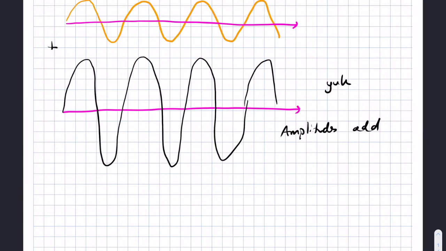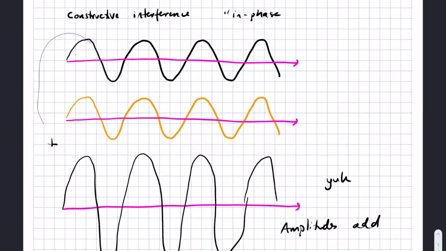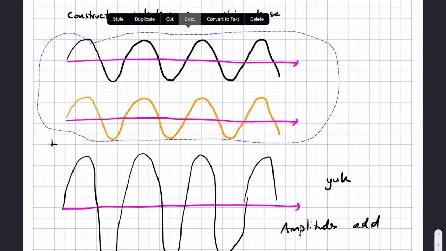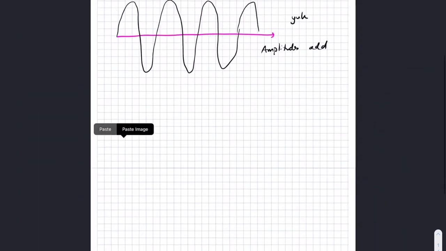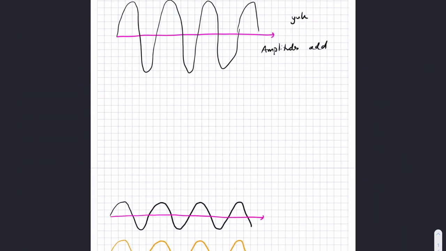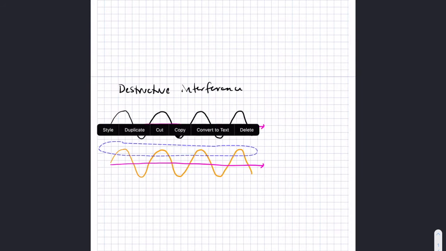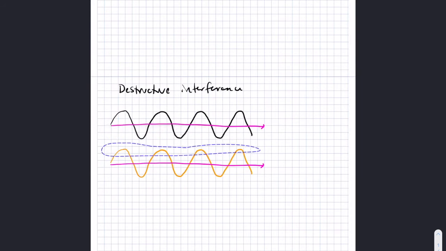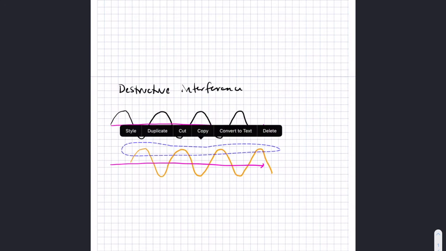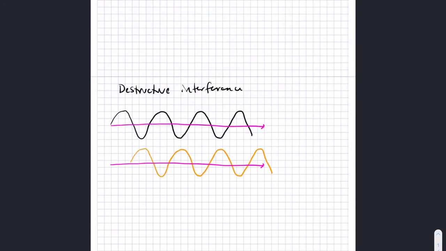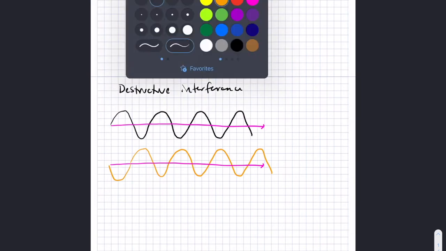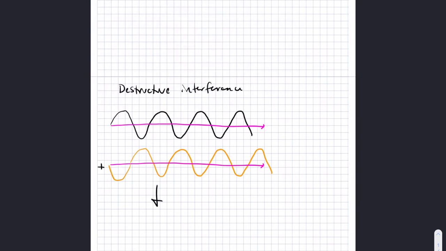Now let's do the exact opposite. Let's try to bring these waves together precisely out of phase. We would call this destructive interference. What we mean by that is that the crests in one wave are where the troughs are in the other wave. The nodes all line up. If I were to add these two waves together, what should I get?